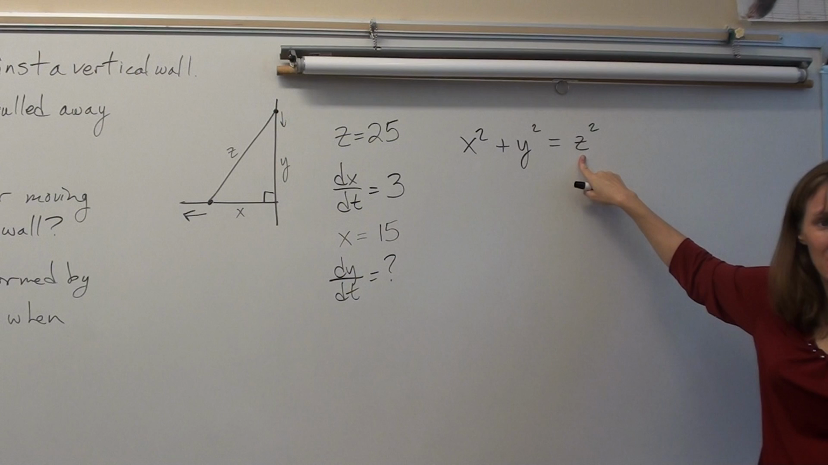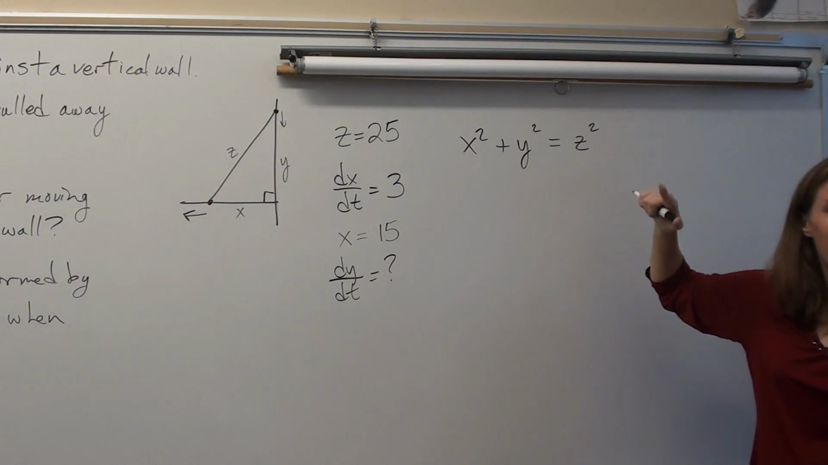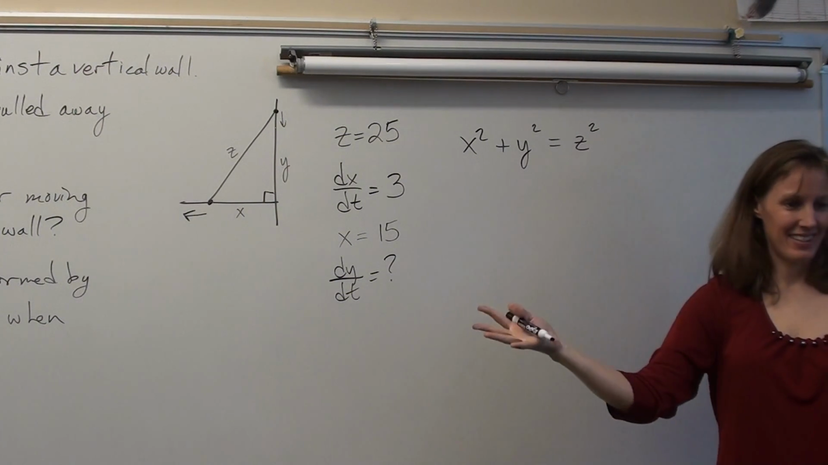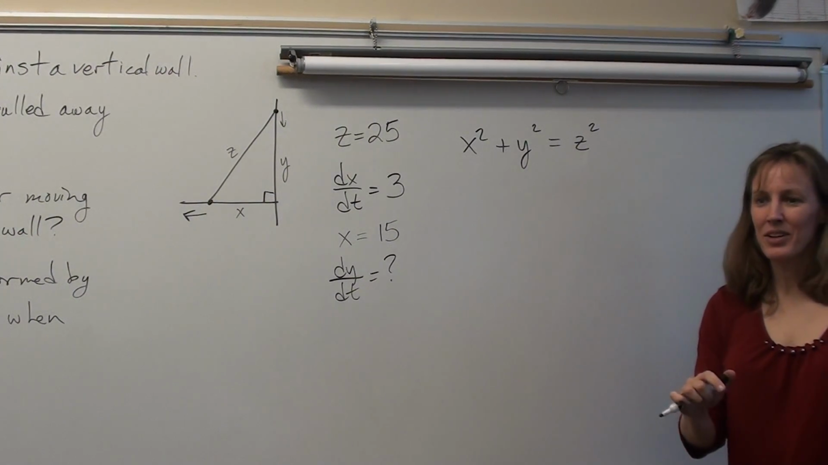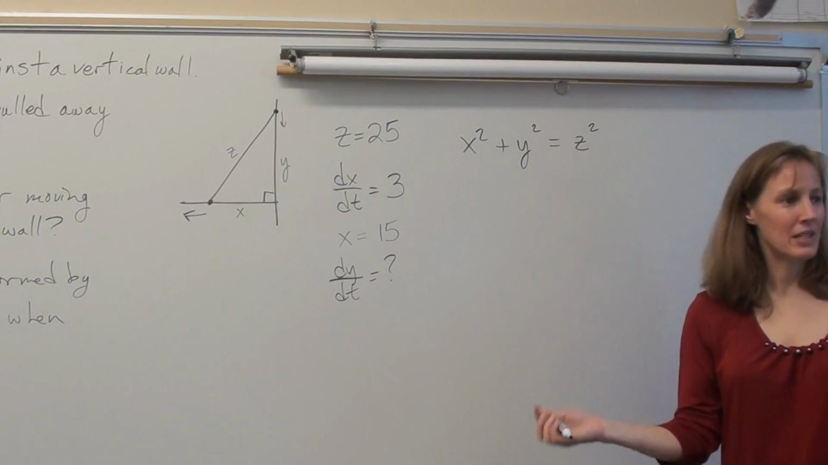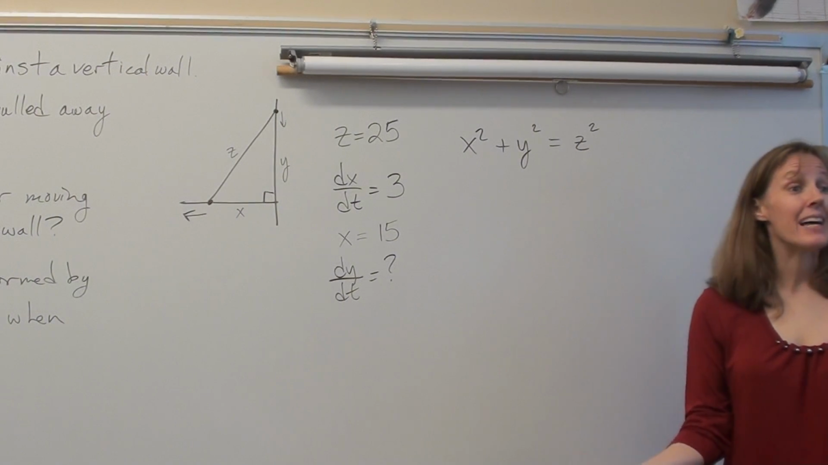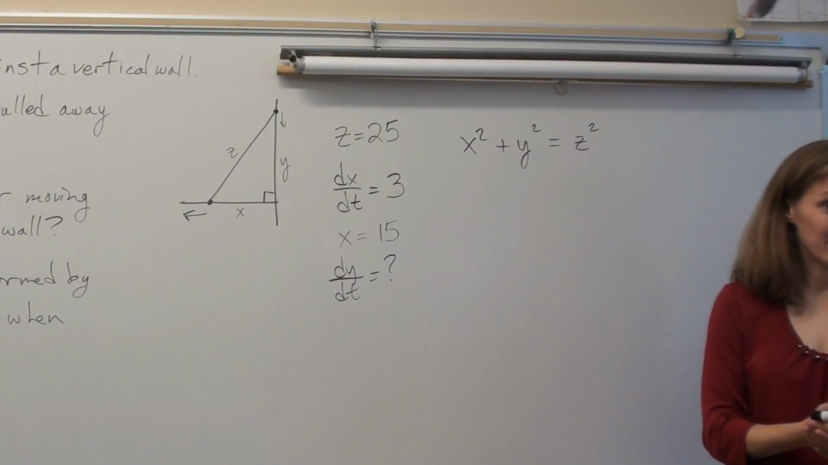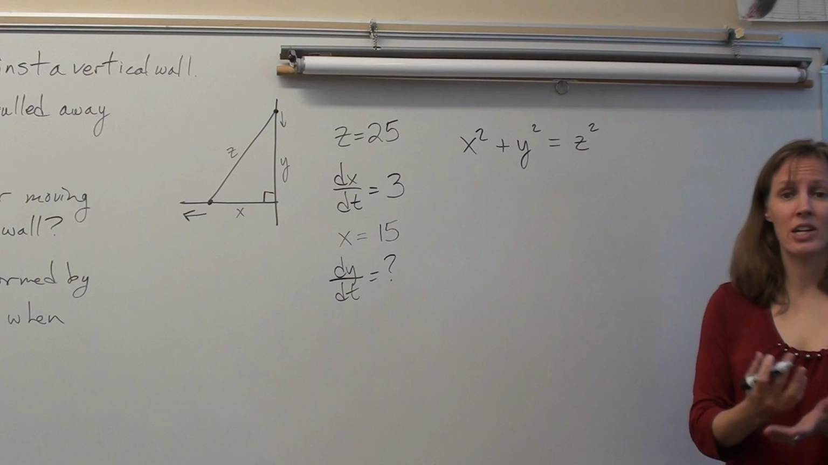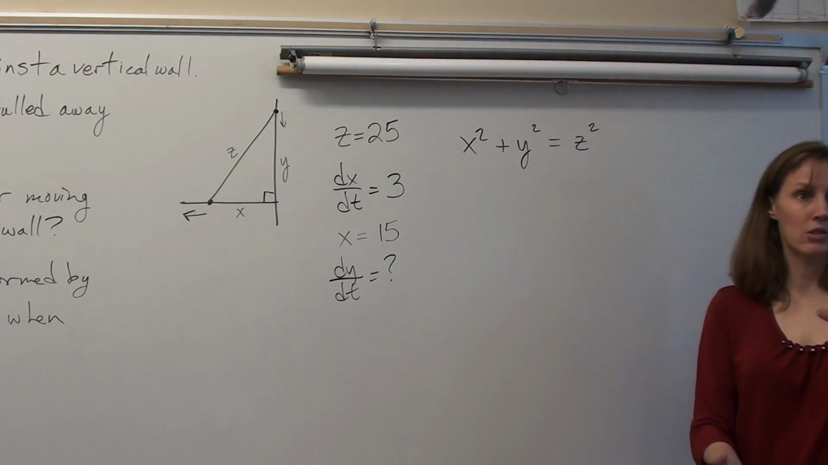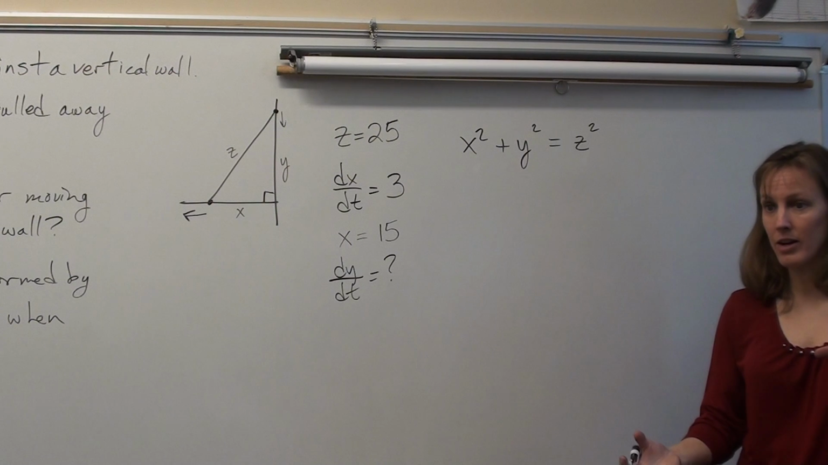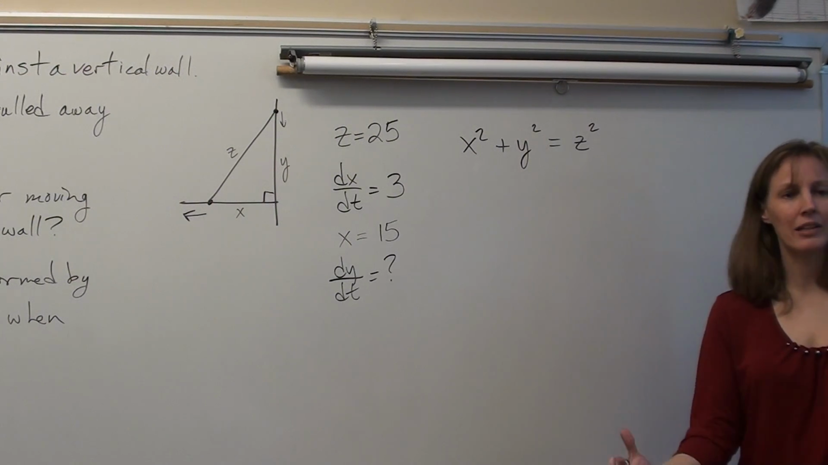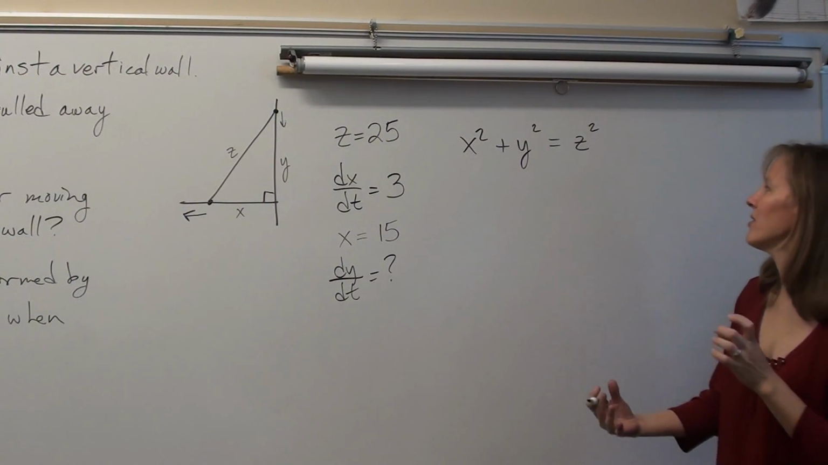But isn't z always 25? Yes. Good. Guys, did you all hear Eleanor? She said, but isn't z always 25? Yes. z is a constant. z is never ever changing. It's the length of the ladder, unless it's one of those collapsible ladders that collapses as you're moving, but let's just not go there. Let's just say it's one solid ladder that is 25 feet.